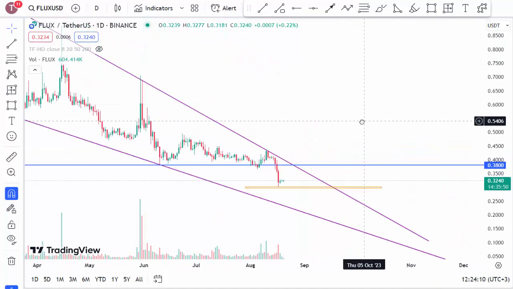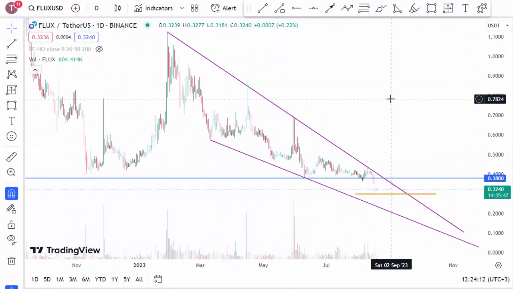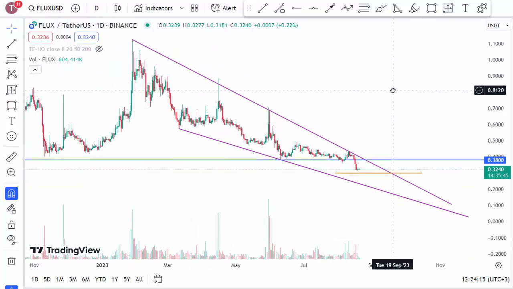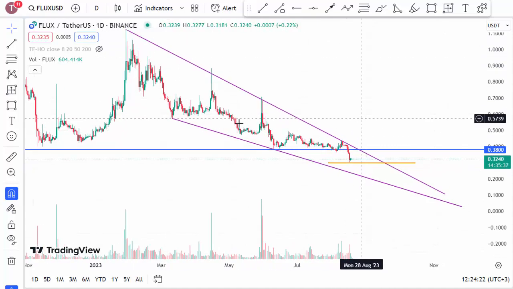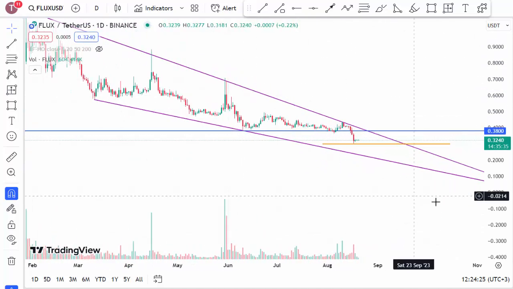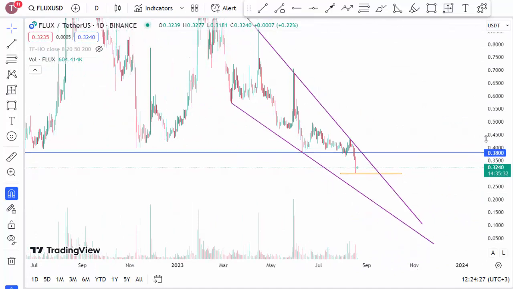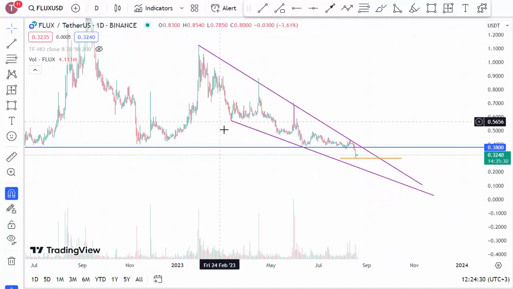Today, we will share the technical analysis of Flux Coin. First of all, looking at the chart in the long term, we can see that there has been a descending trend for a while, and there are approximately 4 touches on this trend line. At the bottom, we have a structure that resembles a descending flag pattern with 2 touches.